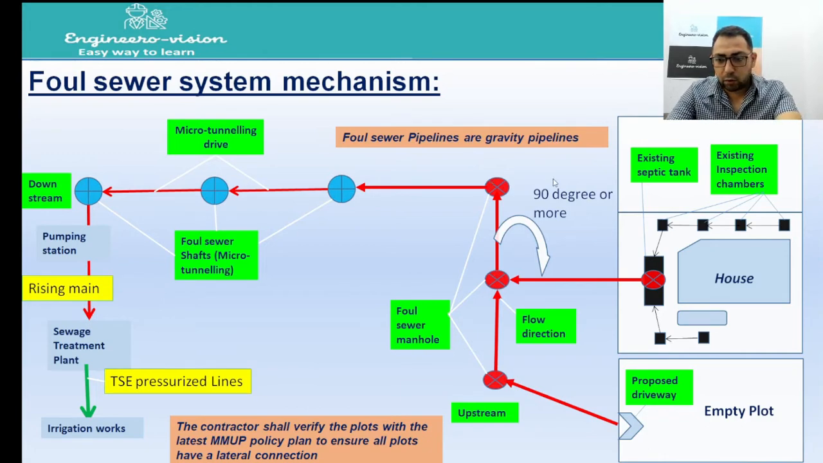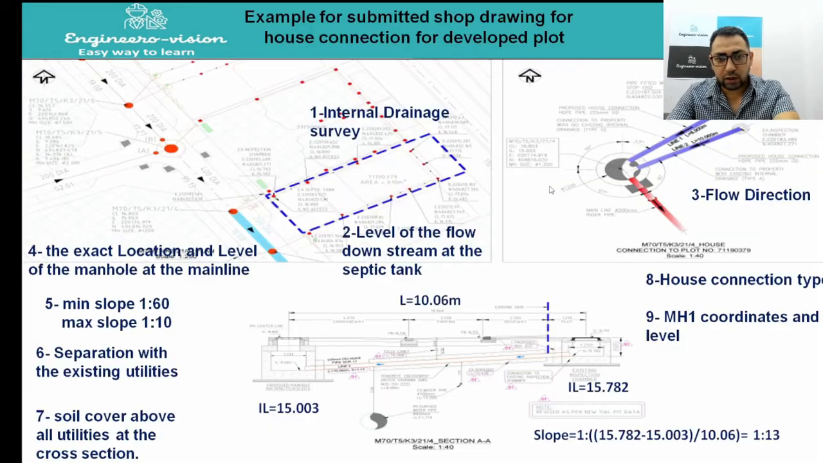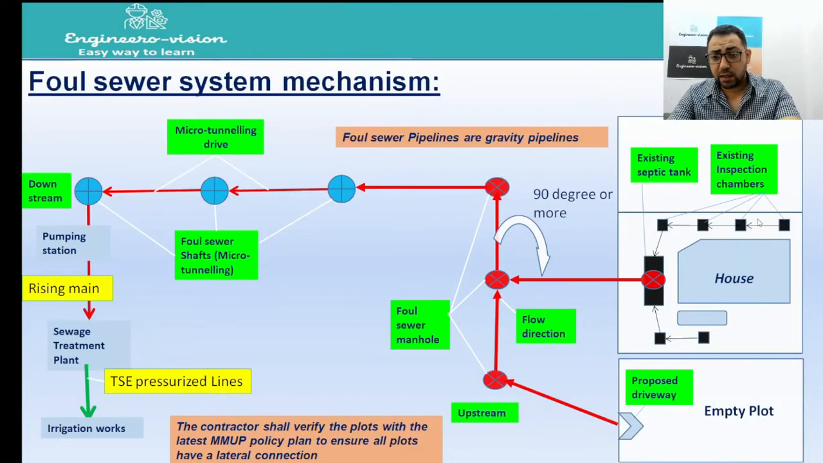And we'll go now to know how to check the shop drawing, and this is a sample of a submitted shop drawing for a developed plot. A developed plot, as I mentioned before, means it has its internal drainage. Undeveloped plots have no constructed building or internal drainage, and in that case we will take the lateral connection from the proposed driveway, which is shown in the latest MMUP policy plan.